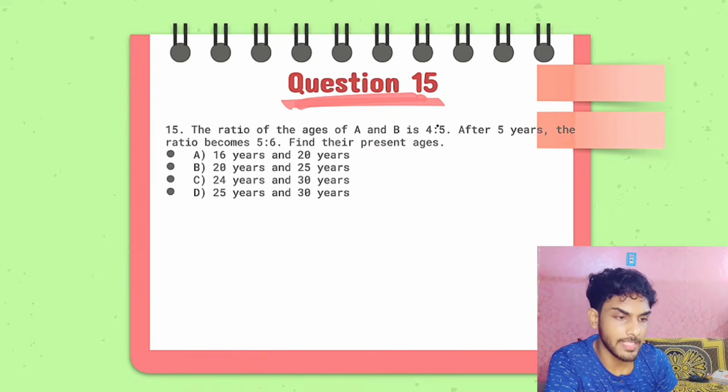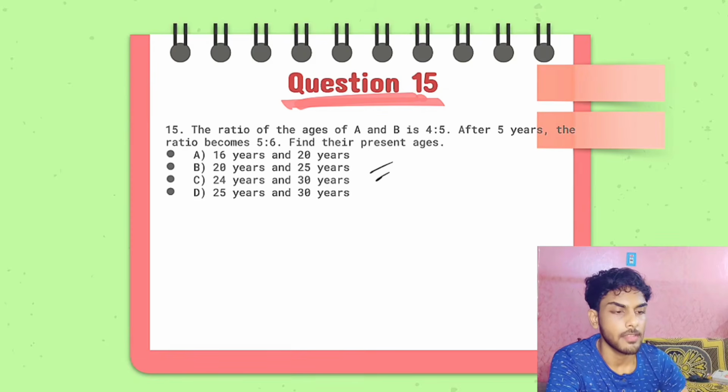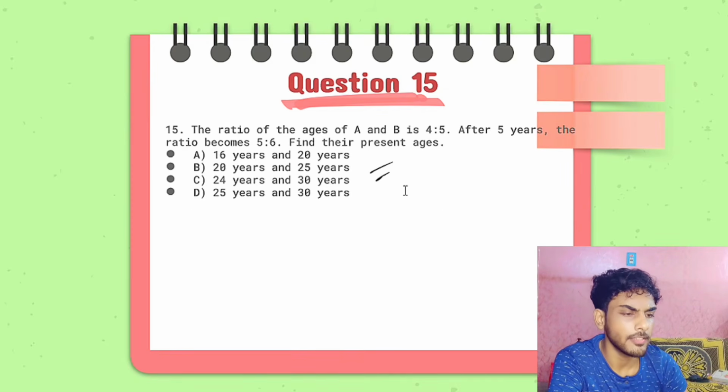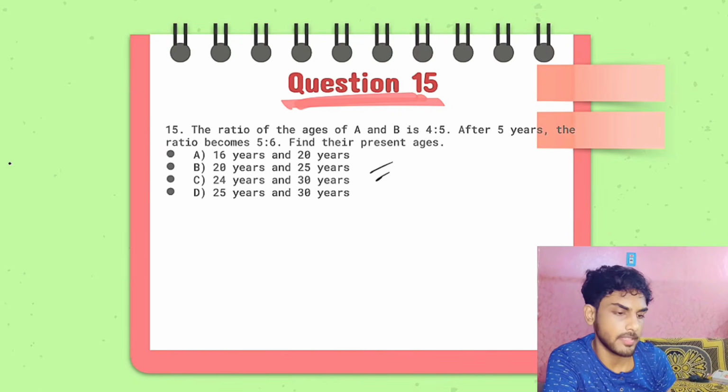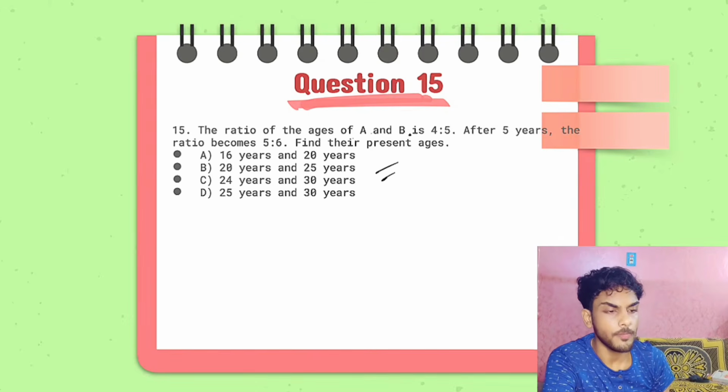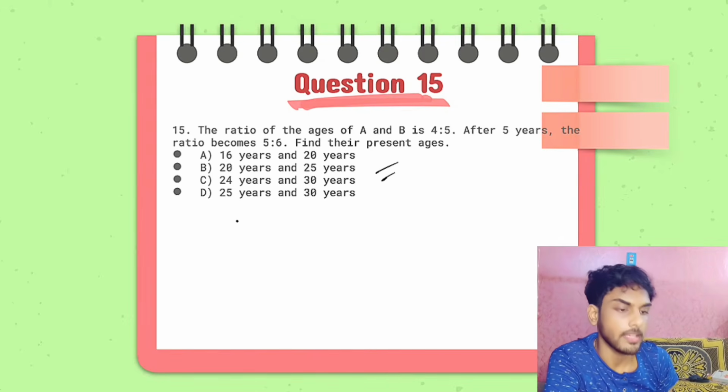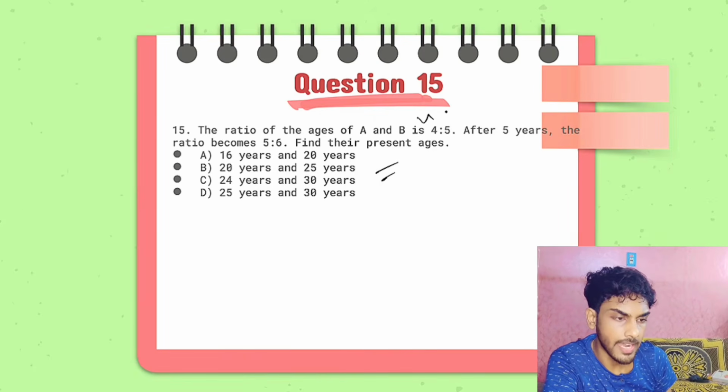The ratio of the ages of A and B is 4:5. After 5 years, the ratio becomes 5:6. Find their present ages. A very common question from age-related problems. Let's try to solve it. Here are the options. We will let the ages of A and B be 4x and 5x.